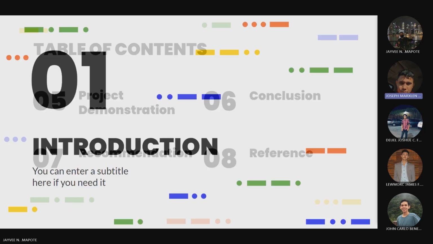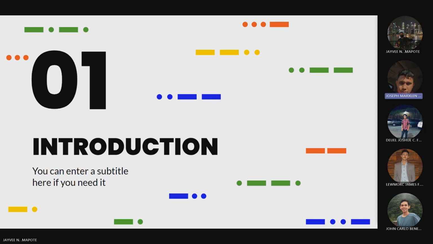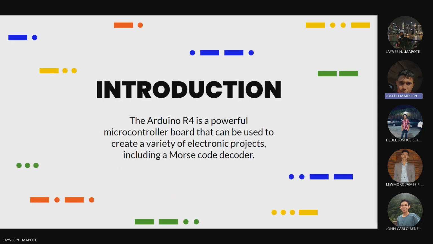Now let's start with the introduction. First, the board that we'll be using is the R4. The Arduino R4 is a powerful microcontroller board that can be used to create a variety of electronic projects, including a Morse code decoder. And next, what is Morse code?